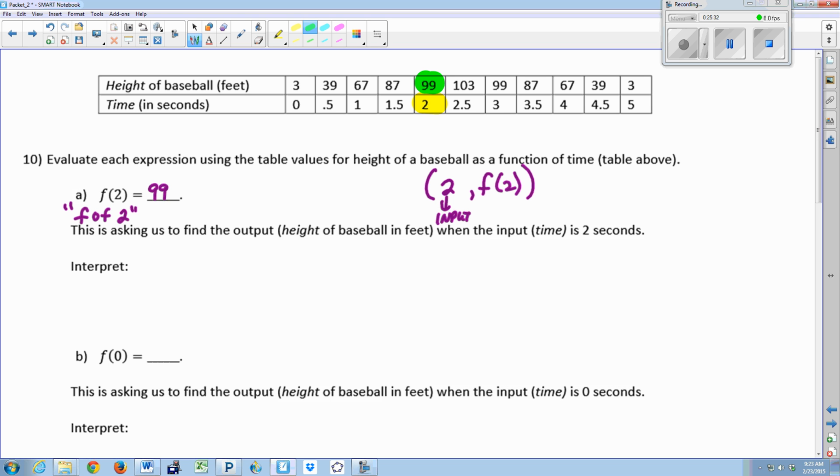Excuse me? Oh, okay. About plugging in. Okay, thanks, Alex. Sorry, I misunderstood you. And that is equal to 2 comma 99. I see. So you were saying plug the 2 into here.